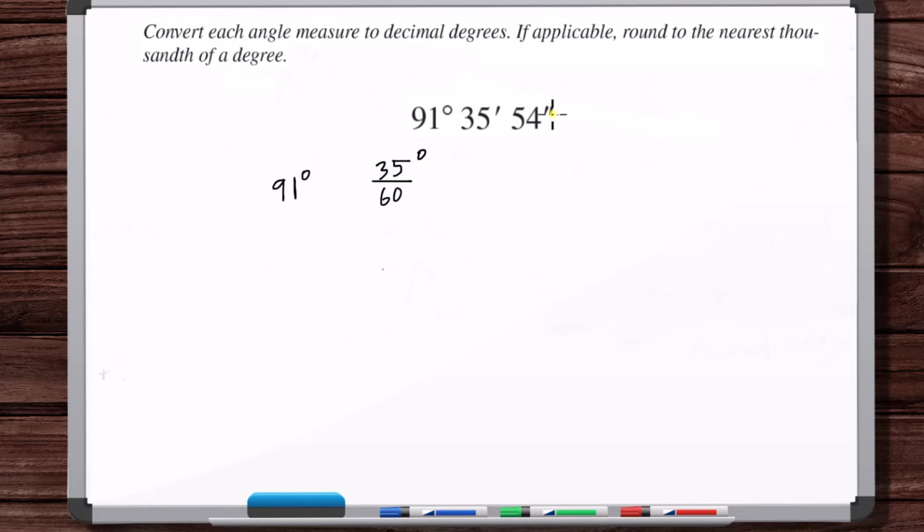Now the seconds, how would we do this if we were trying to say how many seconds are in an hour? How would we do that? Well, we would say, okay, we've got 54 seconds times 1 minute is 60 seconds times 60 minutes is 1 hour. So you're dividing it by 3,600.